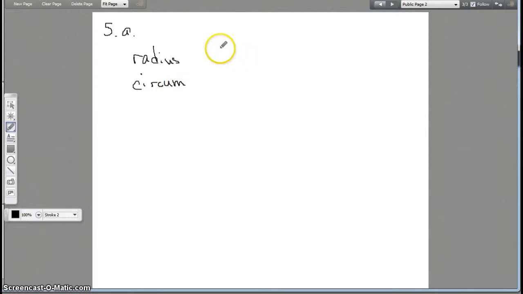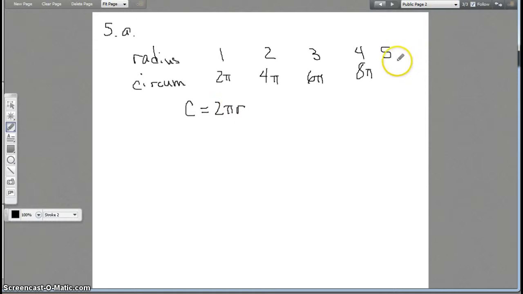So we need to do this for a radius of 1, 2, 3, 4, and 5 units. And we need to figure out what the circumference is. Well, remember, the circumference is 2 times pi times r, where r is our radius. So what is 2 times pi times 1? That's 2 pi. 2 times pi times 2, 4 pi. 2 times pi times 3, that's 6 pi. 2 times pi times 4 is 8 pi. 2 times pi times 5, that is 10 pi.